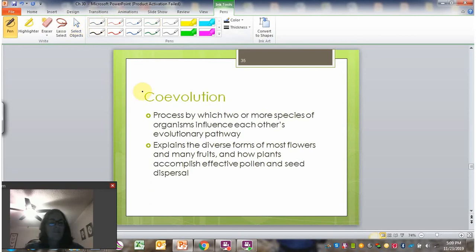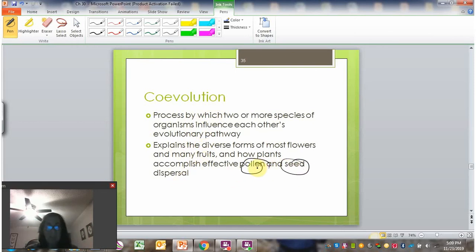Okay, so the evolutionary relationship where a lot of plant traits come from is what's called coevolution. It's the process by which two or more species of organisms influence each other's evolutionary pathway. So in other words, it's when organisms are evolving traits that fit or match each other, because they both benefit from that relationship. And so it really explains a lot of plant diversity, the way that flowers are shaped, the way they smell, the way they look, and same thing with fruits, how they smell, what they're shaped like, what they smell like, because plants are really reliant on animals for pollen and seed dispersal.